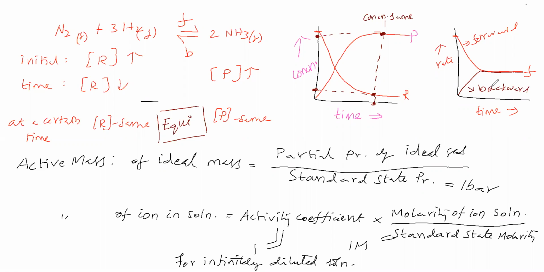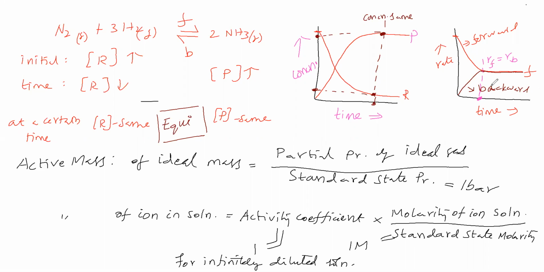Rate of backward reaction goes on increasing, and at a certain time onwards, remains constant. That means being equal to rate of forward reaction. So rate of forward reaction and rate of backward reaction will be equal at a certain time onwards, which is the equilibrium time. Therefore, this time is called the equilibrium attained time. From this time onwards, the system is in equilibrium only.